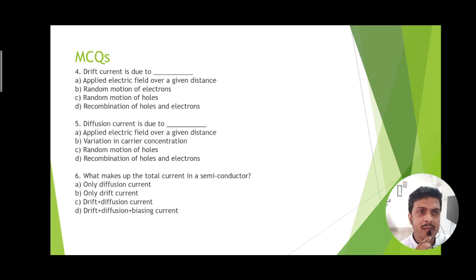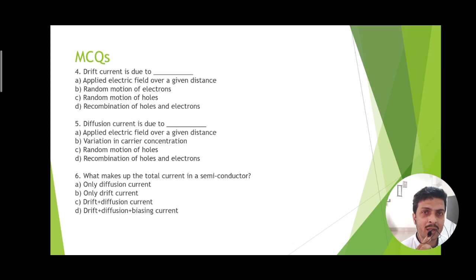The fourth question states: drift current is due to what? Whether it is applied electric field over a given distance, random motion of electrons, random motion of holes, or recombination of holes and electrons. We know drift, this word, is due to electric field only. So applied electric field ensures the movement of charge carriers, which is known as the drift current. So option A is the correct answer.